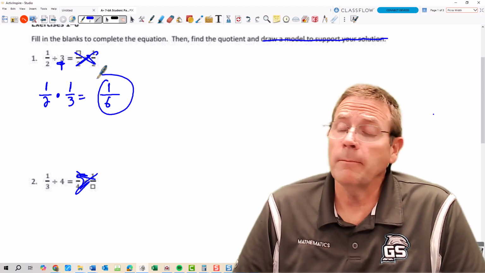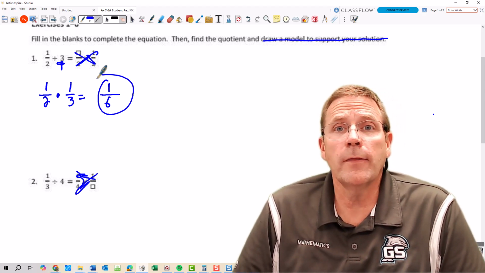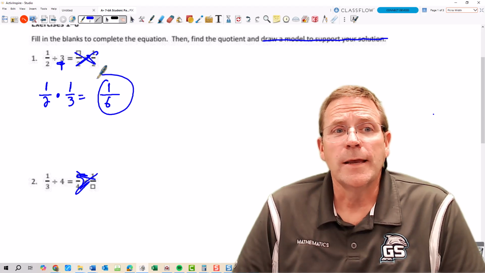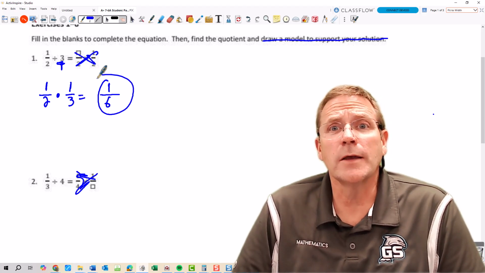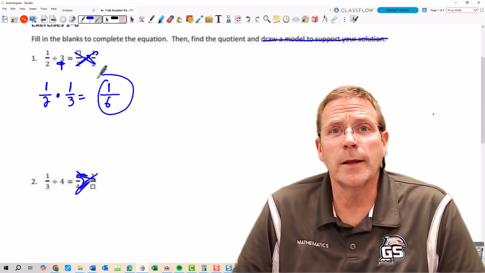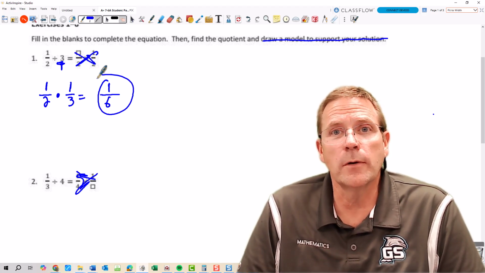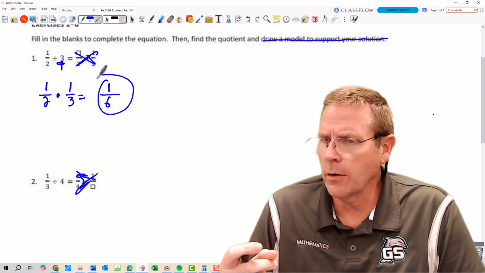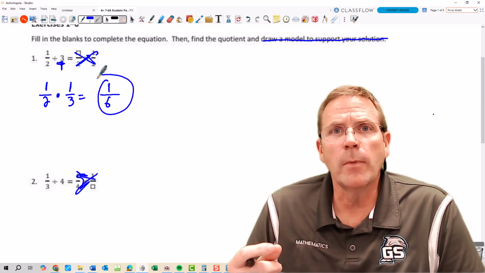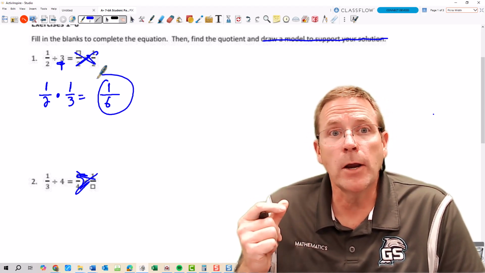Now, the good part, that's a really quick way to find the answer. The bad part is it's really hard to conceptualize why the answer is what it is. That's the reason we did all that other stuff involving the visual model and the area models.